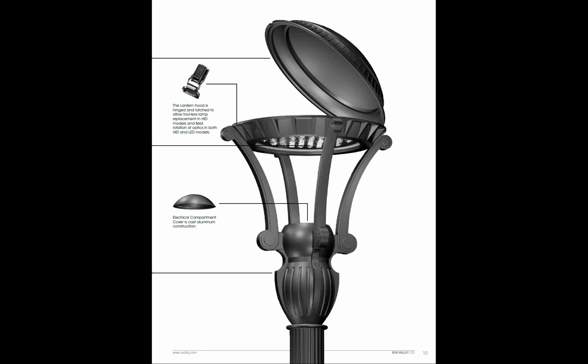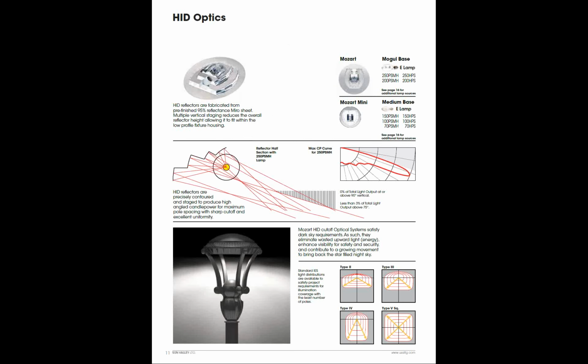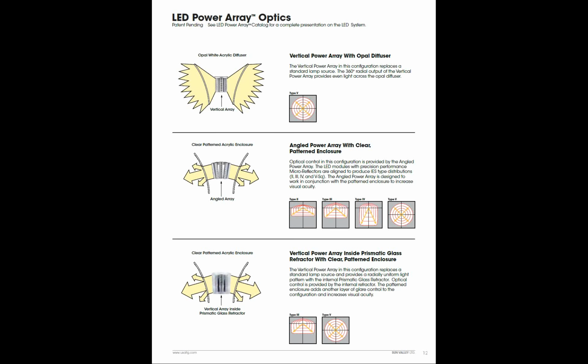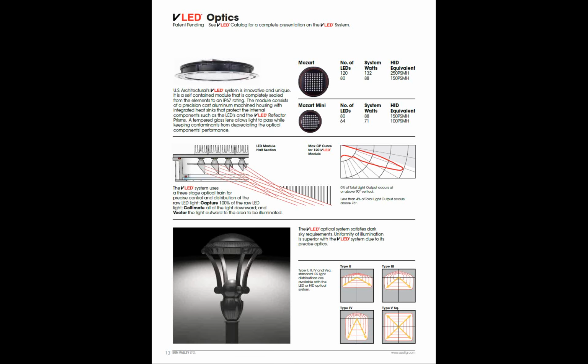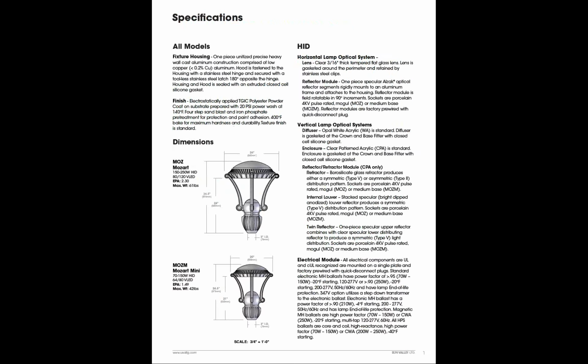We also show you not a cutaway, but an open version of the fixture so you can see where these various components apply. We then go through a little more extensive description of the optical systems because we want everyone to understand that the Mozart Lantern is not only a good-looking fixture, but a performer as well, whether it's with the HID optics, whether it's with the various systems in the LED power array, or whether it's with the VLED optical module. There's a tremendous amount of application flexibility that is embodied within this fixture.